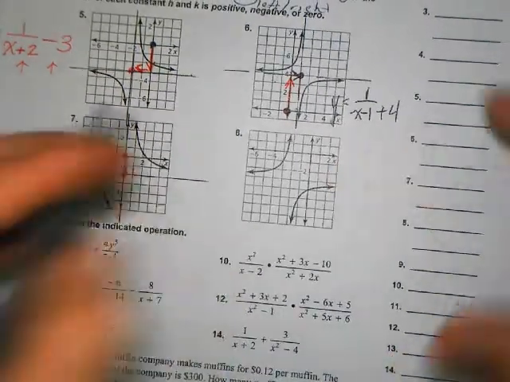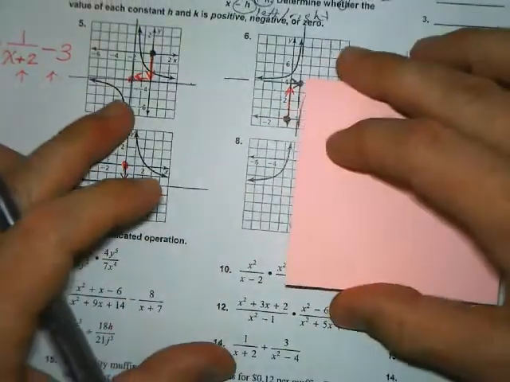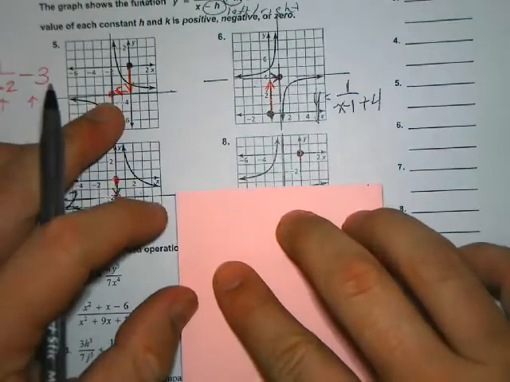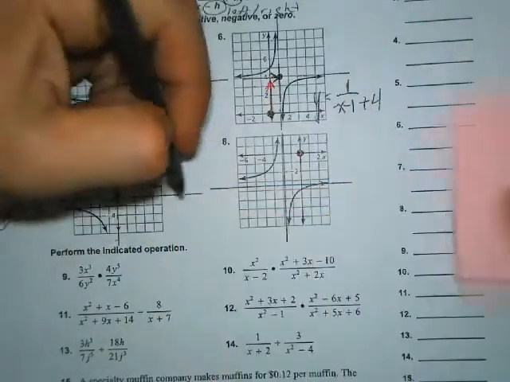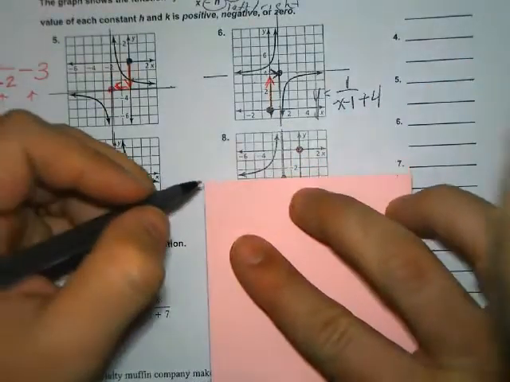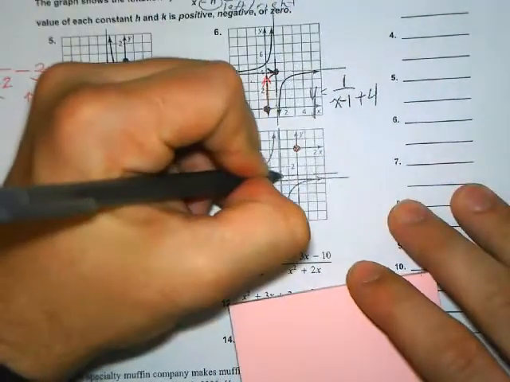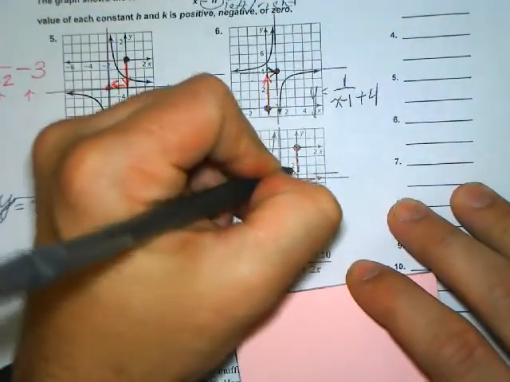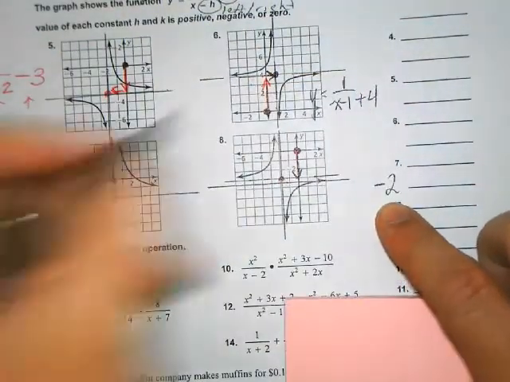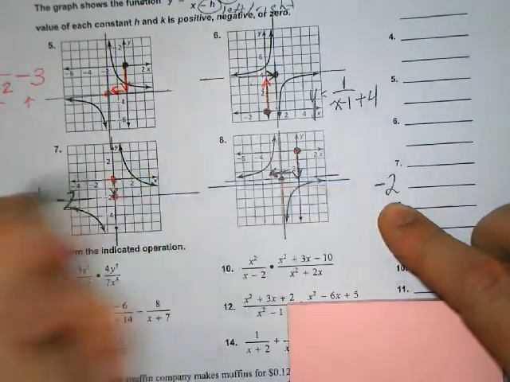In number 8, here's our original, the origin. We can quickly come in, sketch in our asymptotes. Now we know where the new function is going to cross. This means that we are going to go down 2 units, so I'm going to put down 2 units. It also means that I need to go left 2 units. So I'll go left 2 units.